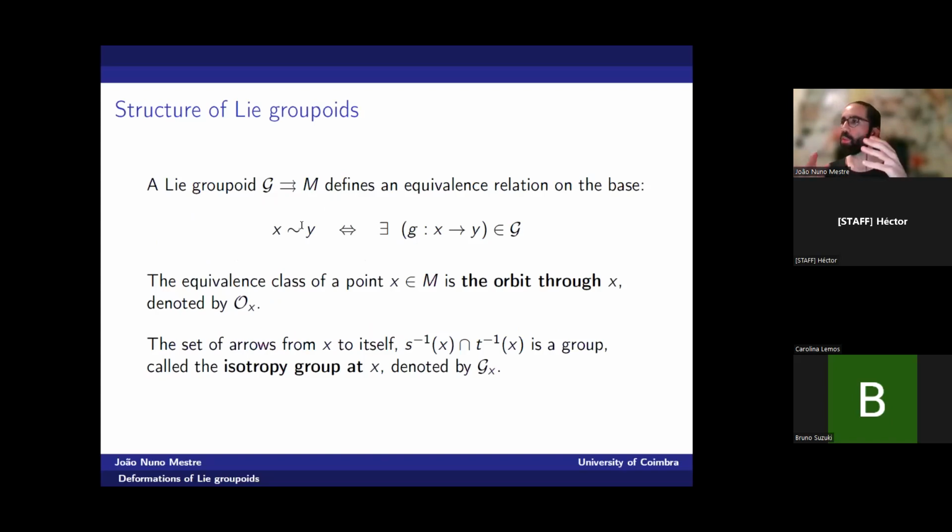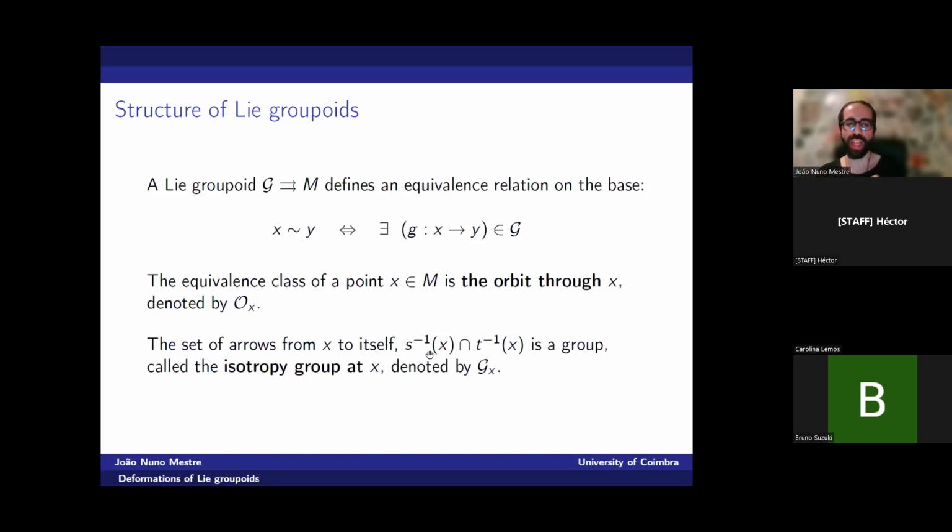Okay, so just to imagine a little better what these examples might look like, we can think of the structure that Lie groupoids have. First of all, any Lie groupoid defines an equivalence relation on the base. So in a way, they are very well suited to study situations with geometric equivalence relations, just like Lie group actions or foliations or submersions. The equivalence class of a point is given by all the other points connected to that one by an arrow, and it's called the orbit through that point.